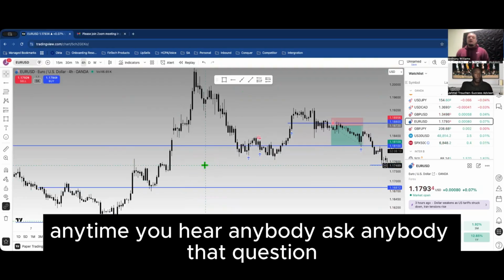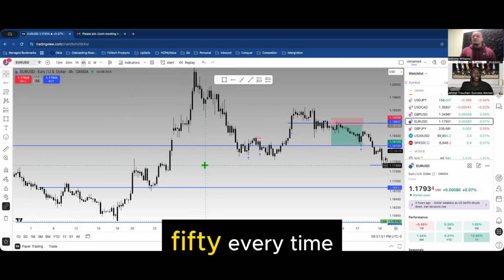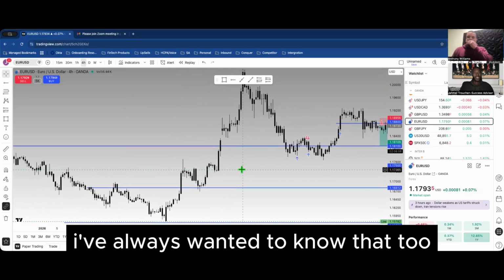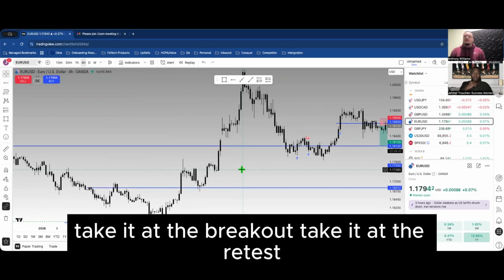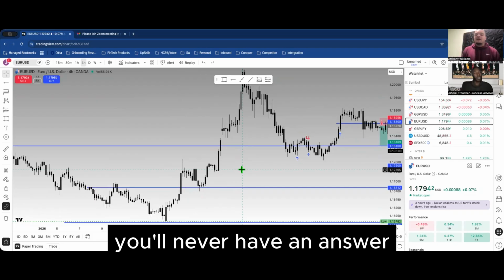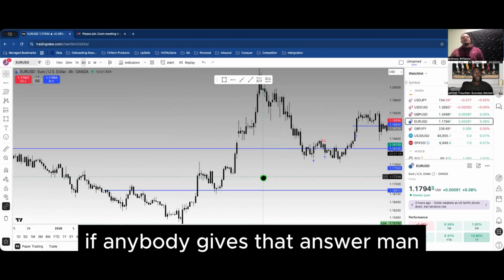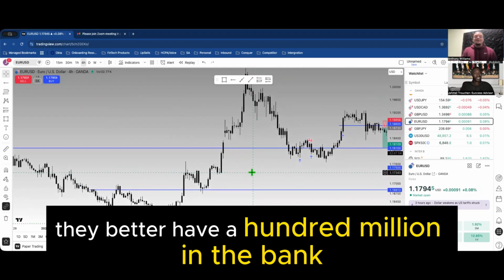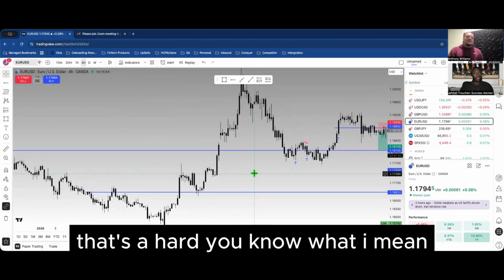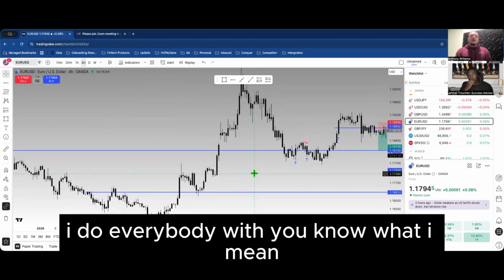anytime you ask anybody that question, you're always going to get 50-50 every time. I've always wanted to know that too. Everybody is like, man, take it at the breakout, take it at the retest. You'll never have an answer. It depends. If anybody gives that answer, man, they better have 100 million in the bank because that's a hard answer. It's a back and forth. Nobody would ever know, you know what I mean?